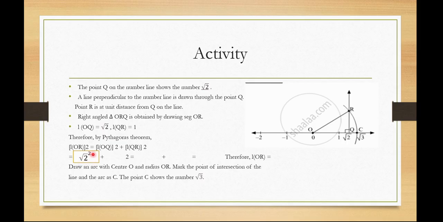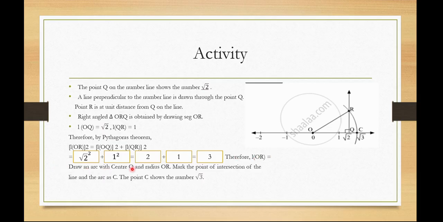So first, line OR square means this OR. Next, OQ is root 2, so here comes root 2 square. Next, QR is 1, as you can see here is given 1 and its square. When root 2 square is there, the answer is 2, and 1 square is 1. Next, 2 plus 1 is 3. Therefore, OR square is 3.